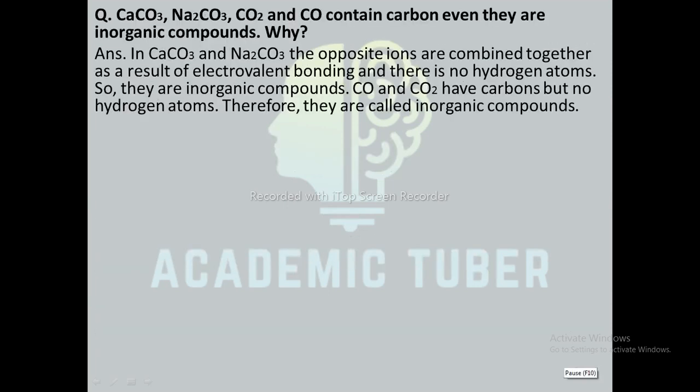Calcium carbonate CaCO3, sodium carbonate Na2CO3, carbon dioxide CO2, and carbon monoxide CO contain carbon, yet they are inorganic compounds. Why? In calcium carbonate and sodium carbonate, the opposite ions are combined together as a result of electrovalent bonding and there are no hydrogen atoms. So they are inorganic compounds. Carbon monoxide and carbon dioxide have carbon but no hydrogen atoms, therefore they are called inorganic compounds.